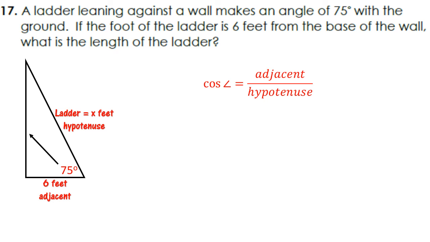So the cosine of the angle is equal to the adjacent divided by the hypotenuse, which in this case would be the cosine of 75 degrees is equal to 6 divided by x. Since the x is in the denominator, I just switch the cosine 75 and x. And then if I plug that into my calculator, I get that x has to be 23.2 feet long.